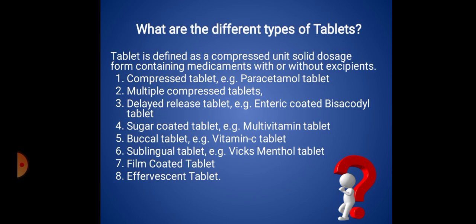First question is, what are the different types of tablet? This question is a very important question. Okay, so the first thing, you should define the tablet. So the tablet is defined as a compressed unit solid dosage form containing medicaments with or without excipients. Now enlist the types of tablets. So here I have mentioned 8 types of tablet.